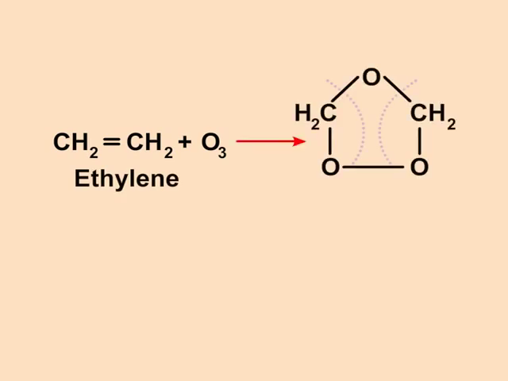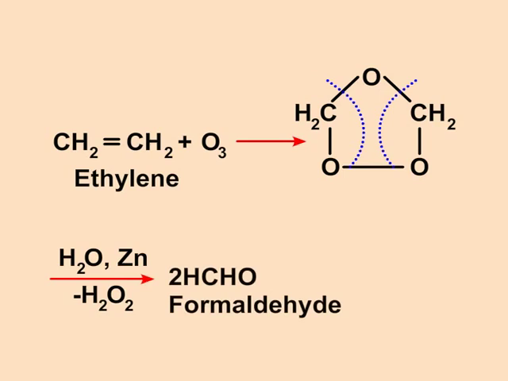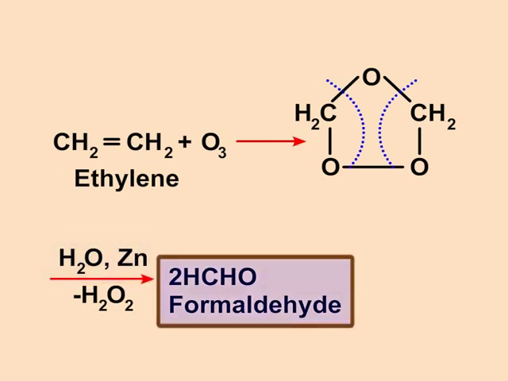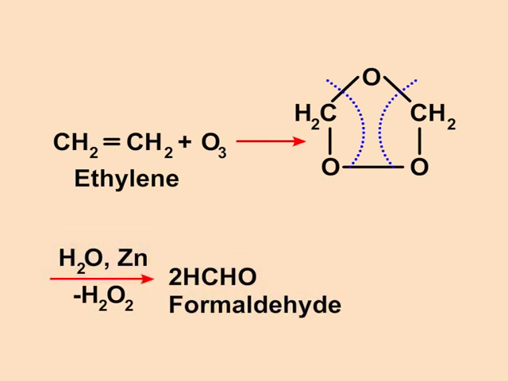Alkenes react with ozone to form ozonide, which on subsequent cleavage with zinc dust and water gives aldehydes and ketones. Ethylene forms ozonide with ozone in an inert solvent, carbon tetrachloride. The ozonide is cleaved by zinc dust and water to give 2 molecules of formaldehyde.